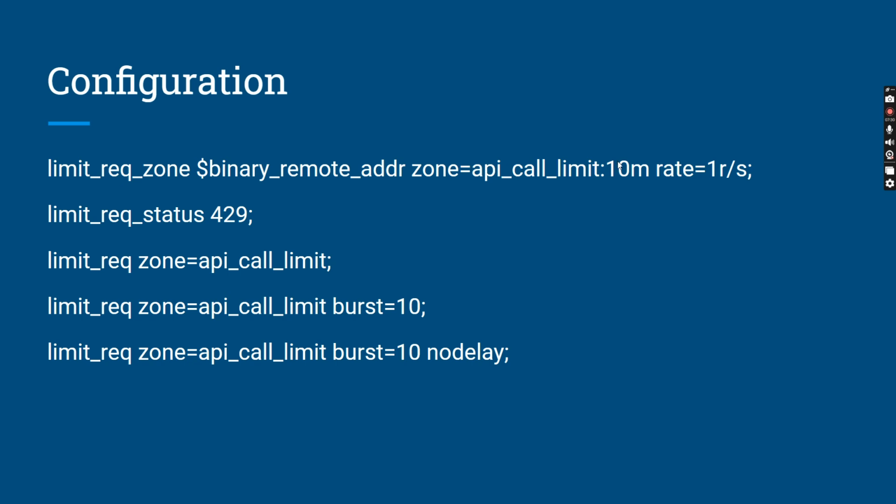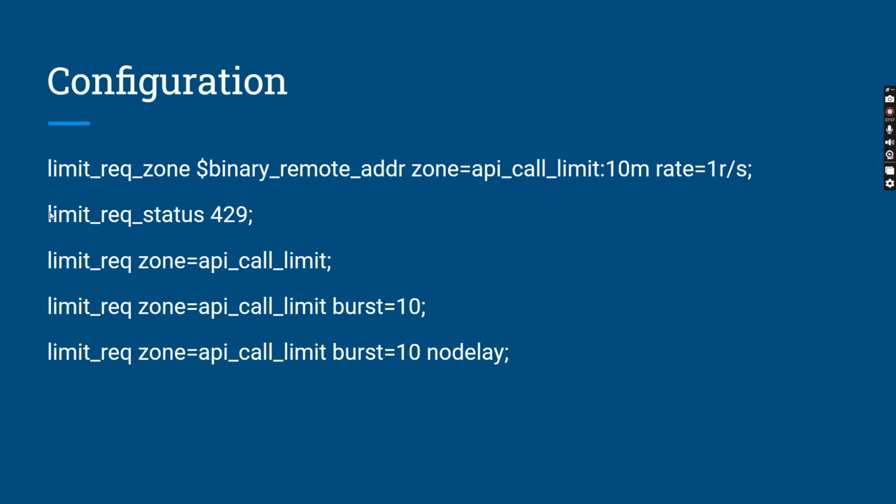So zone equal to is the zone name, followed by a colon and a size. This is the zone size, in MB. And rate equal to the number of requests per second, per minute, per hour, and so on. All those you can define. r/s means requests per second. So this size is basically the zone size. I'll explain how to define the zone size.